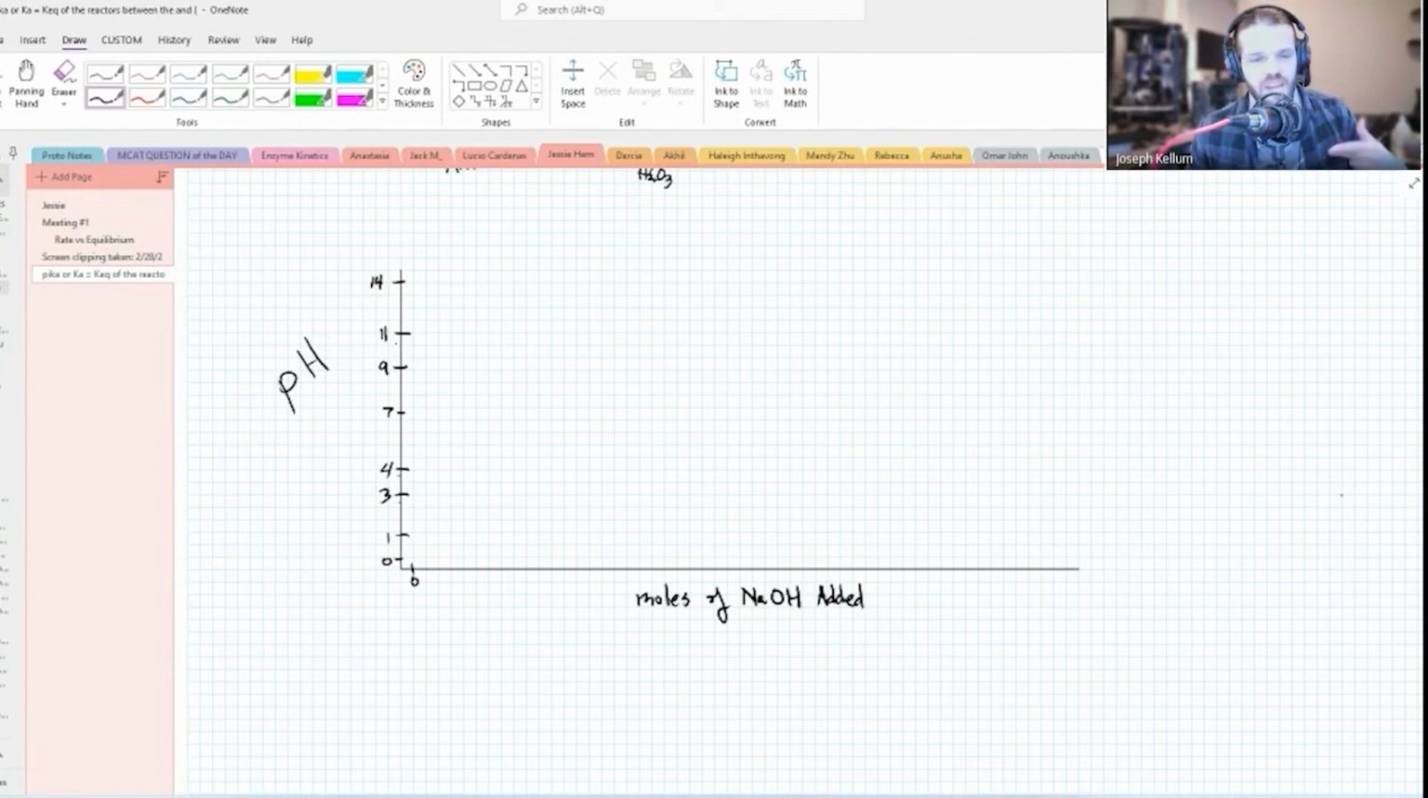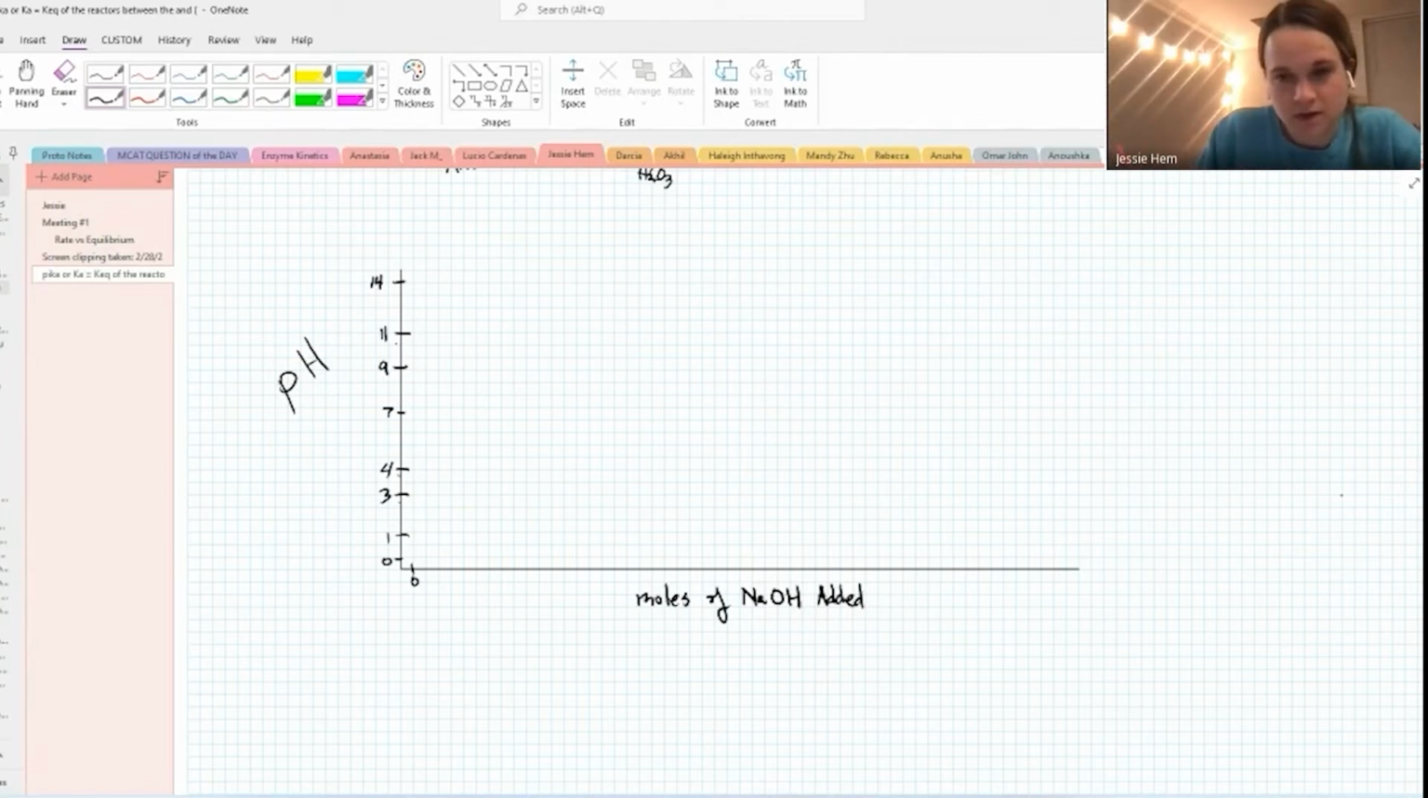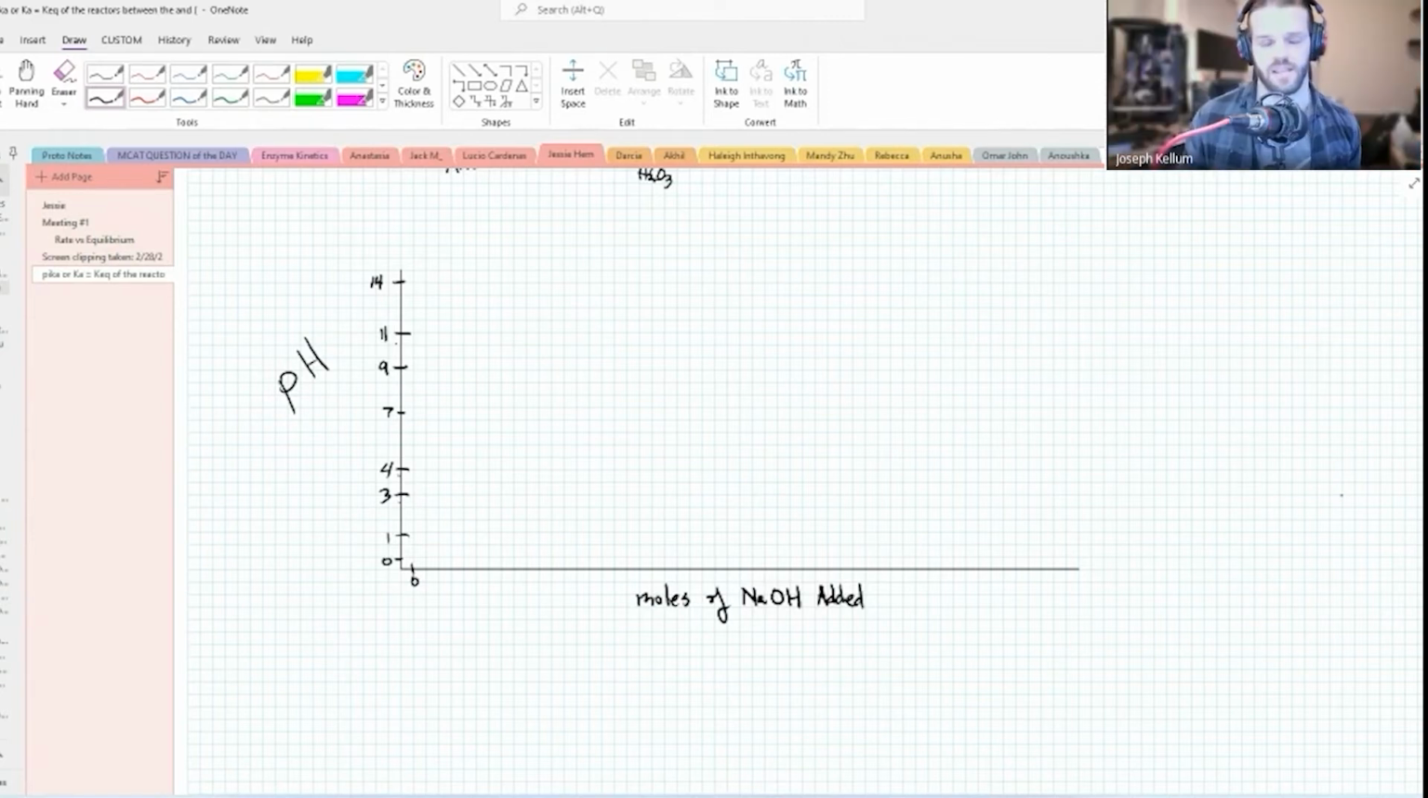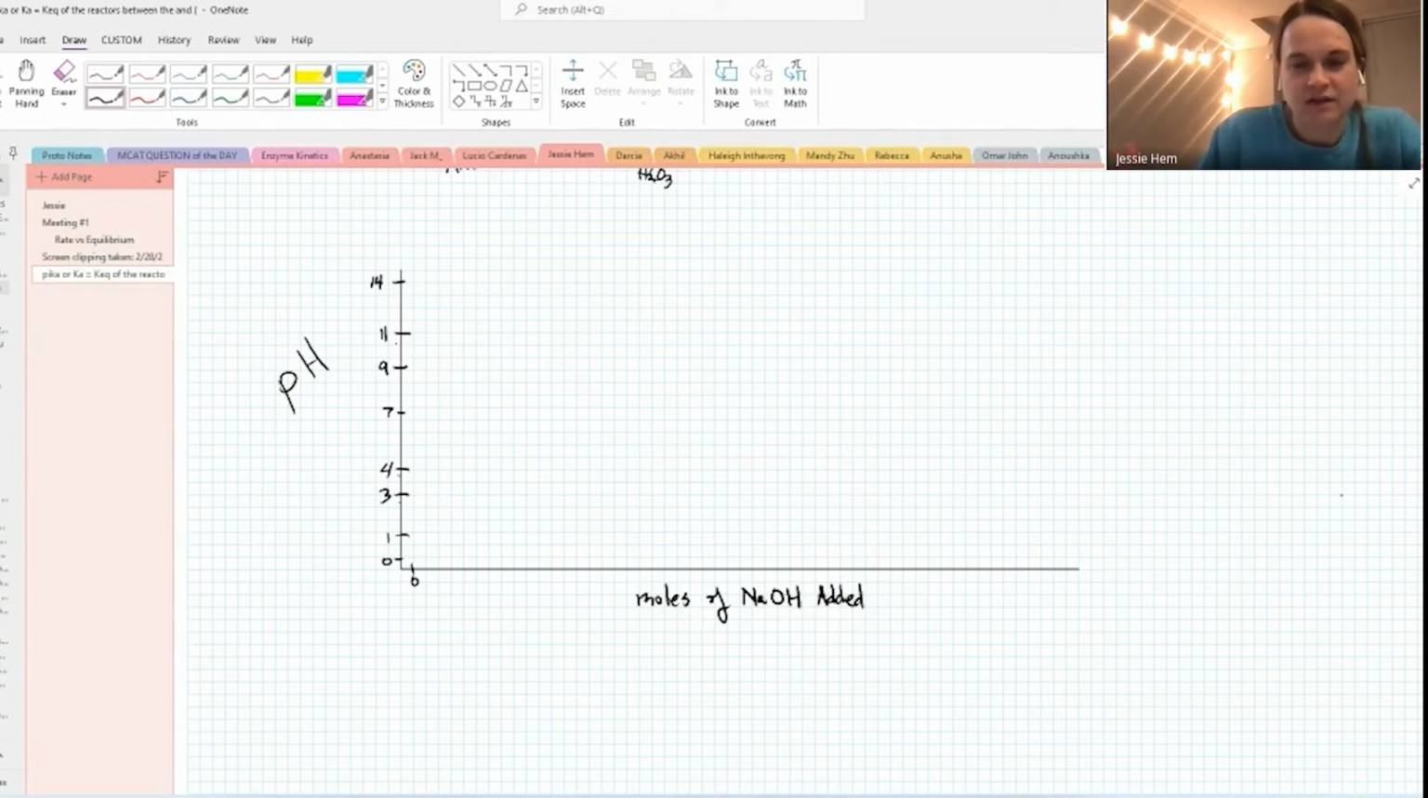And as we drop NaOH in, what's going to happen the first time you drop NaOH in? If it's an acidic solution, there's an excess of protons, so it's going to react with the proton. Exactly. It's not going to react with the acid, it's going to react with hydronium. That's really important, because if it's a strong acid, there's hydronium in the solution.